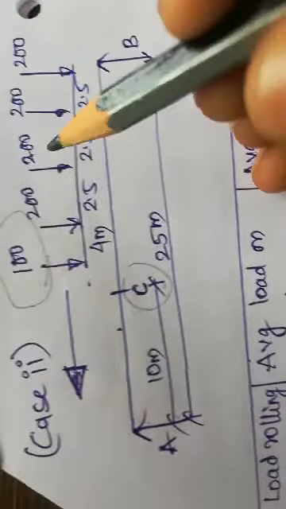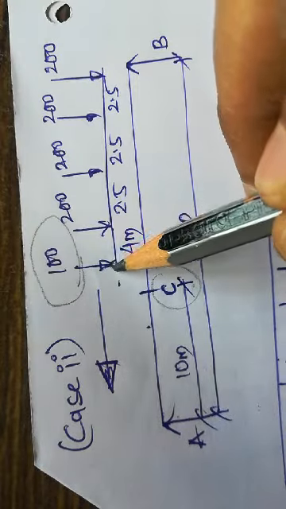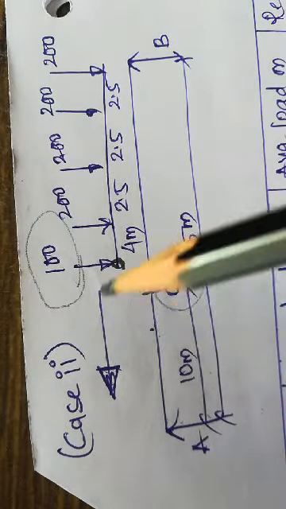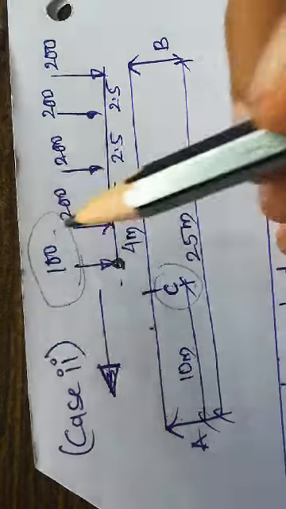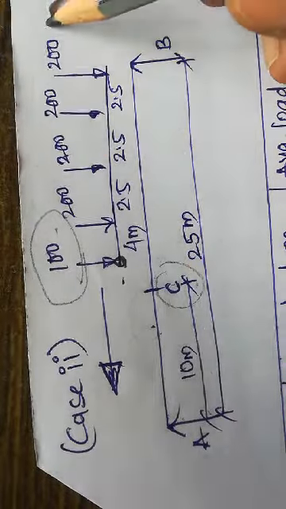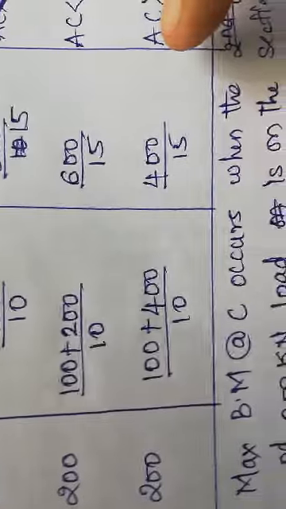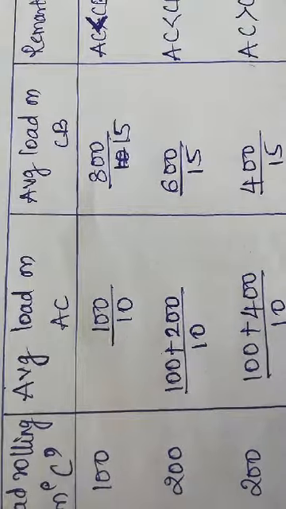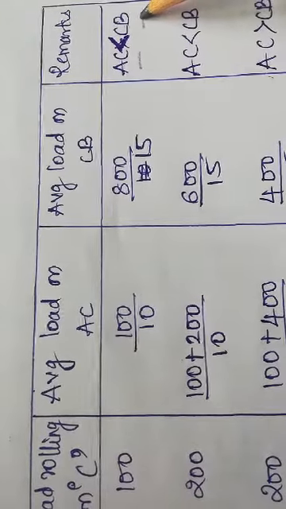Okay. Now first, when the load is moving from left to right, let us allow the first load, that is 100 kilonewton, to cross C point. So in the AC section you will be having this 100 kilonewton, and in CB section you will be having these 4 200 kilonewton loads. Okay. Now after doing the calculation, we can see that AC section is greater than CB section.